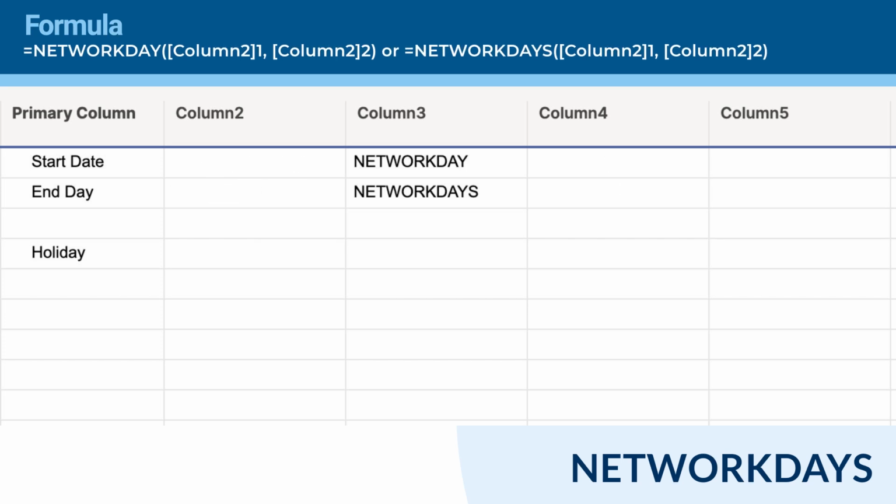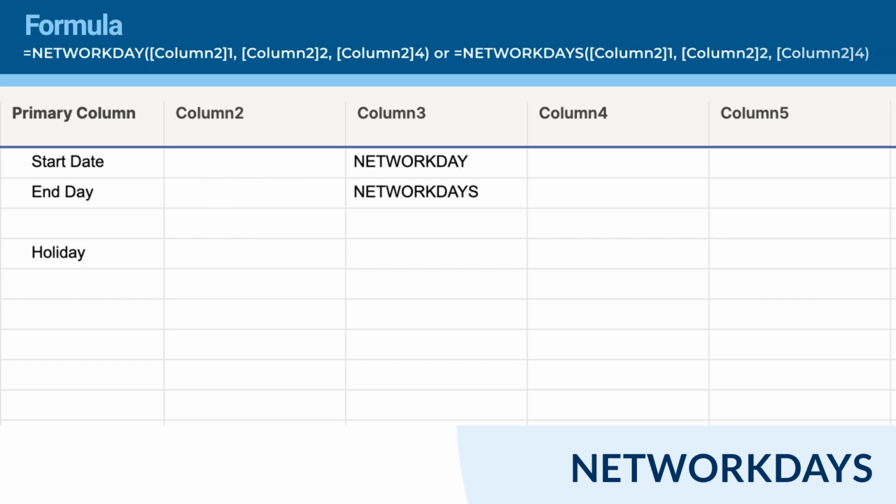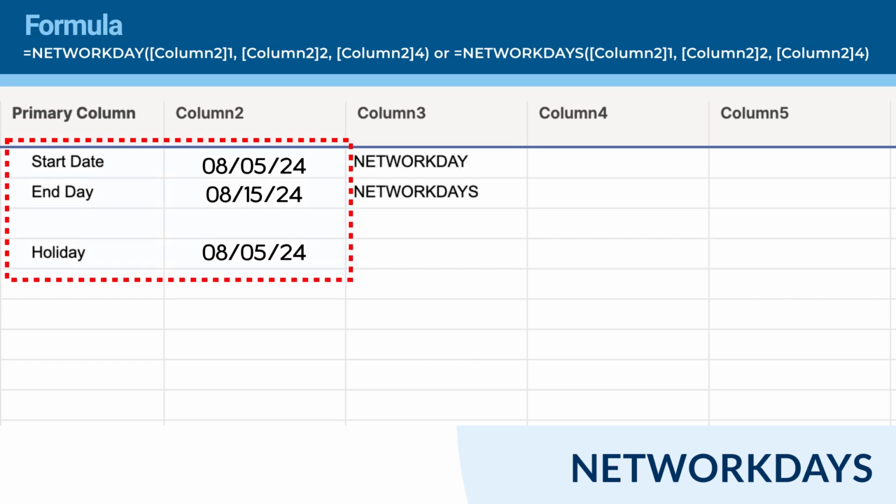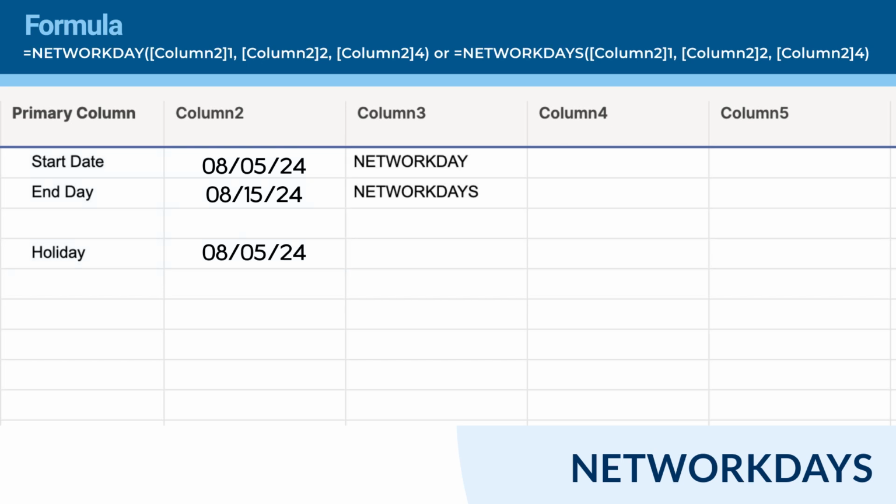Imagine you need to calculate the number of working days between two dates, but you also want to exclude specific holidays. For example, you need to calculate the number of working days between Monday, August 5th, 2024, and Thursday, August 15th, 2024. In this example, we have Monday, August 5th, 2024 listed as a holiday. Enter the start date in one cell, the end date in another, and list the holiday dates in a separate range. Use the NETWORKDAY formula to calculate the number of working days excluding both weekends and holidays.